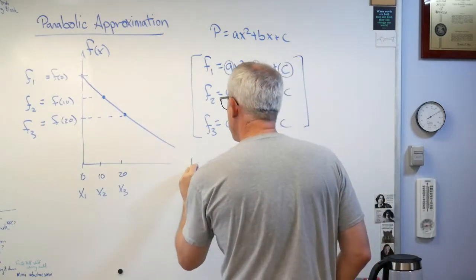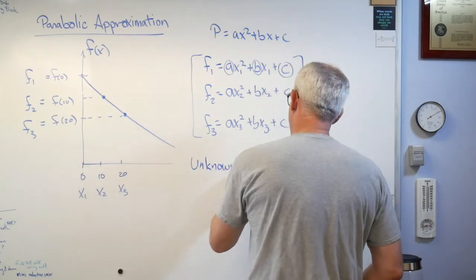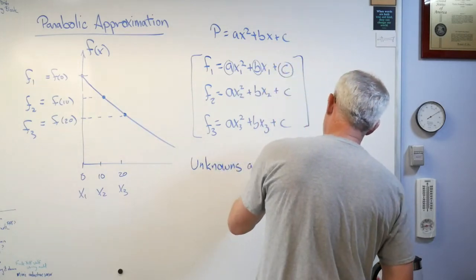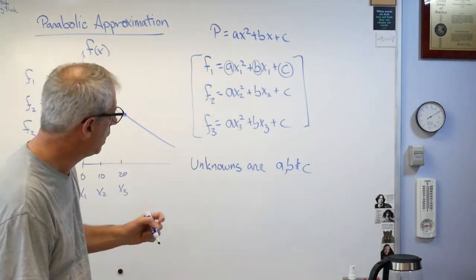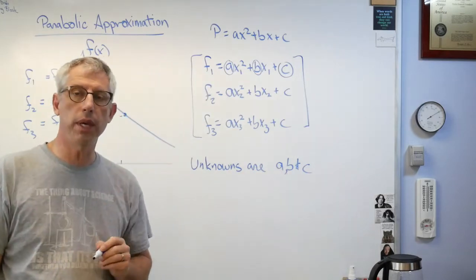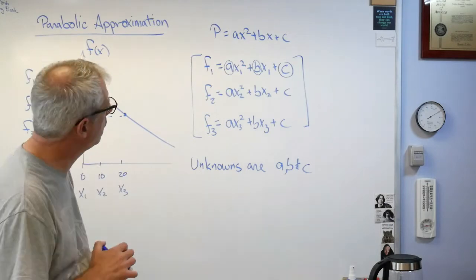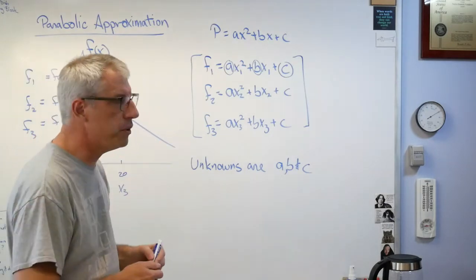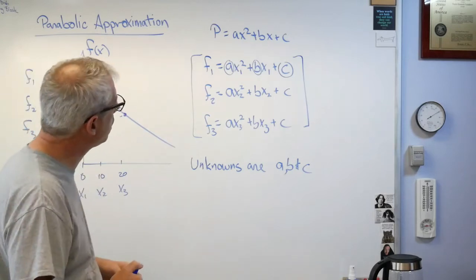So our unknowns are A, B, and C. They're not X and they're not F. We know what those are. So I've got 3 equations, 3 unknowns. Those are my unknowns. This should be easy, right? Well, how are we going to do that? Well, you could start back substituting and all that kind of thing. That definitely works. There's a cleaner way to do this.